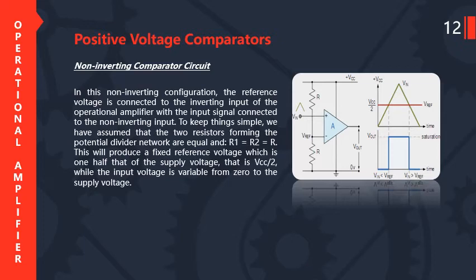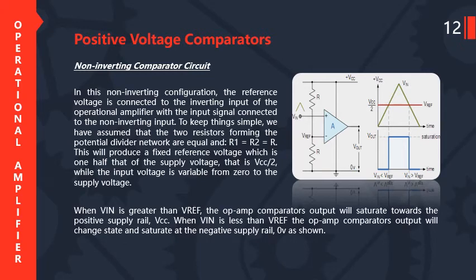To keep things simple, we have assumed that the two resistors forming the potential divider network are equal and R1 is equal to R2 is equal to R. This will produce a fixed reference voltage which is one half that of the supply voltage, and that is VCC by 2, while the input voltage is variable from 0 to the supply voltage.